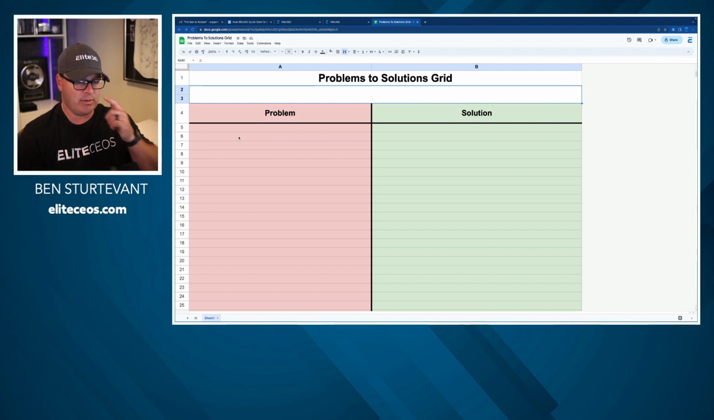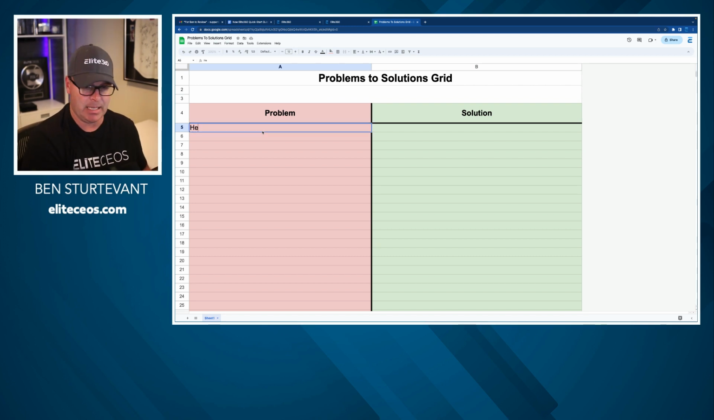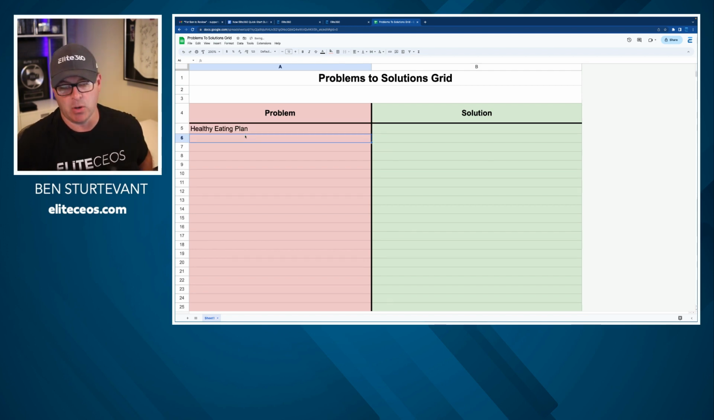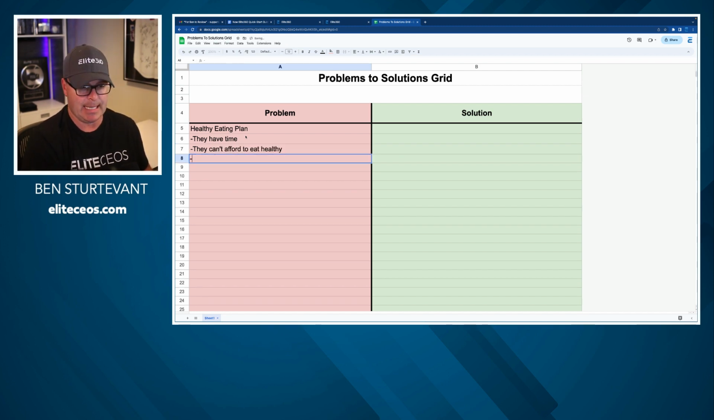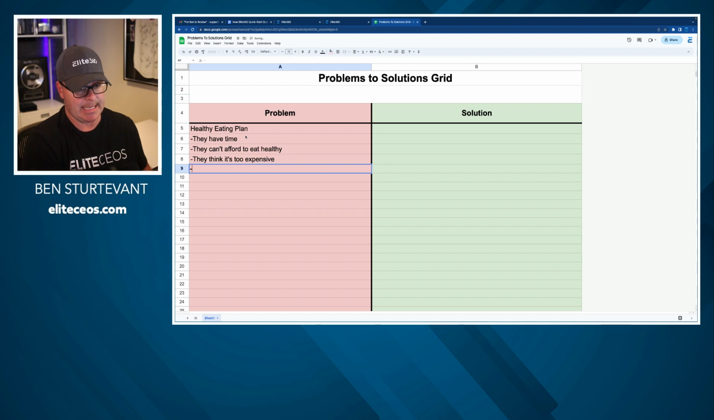I'm going to start with a weight loss offer. Typically in a weight loss offer, you're going to have a healthy eating component. This is something people are going to need to focus on within your program, some sort of healthy eating program. Now, what are some of the problems that you may run into when trying to get people to do this? Let's list them out. They don't have time. Maybe they can't afford to eat healthy, or they think that they can't. Maybe they think it's too expensive.